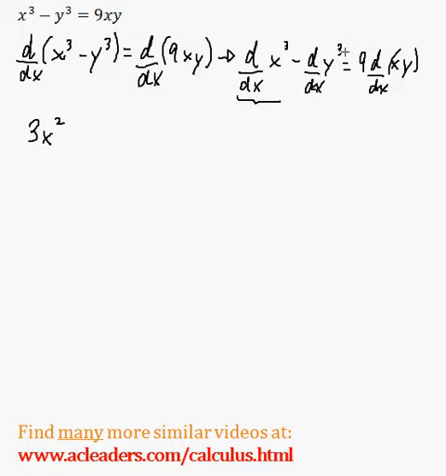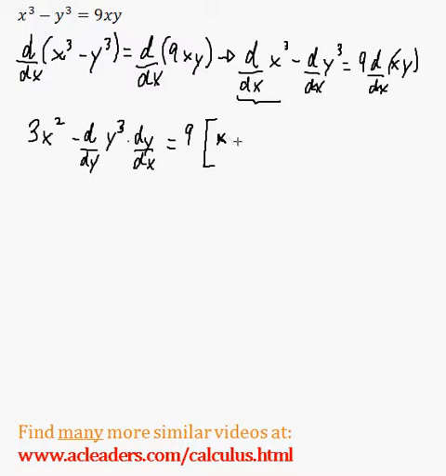Now, d/dx of y cubed is going to be equivalent to d/dy of y cubed times dy/dx, because we're doing the implicit differentiation of it. And now we have 9 times the derivative of x times y. We're going to need to use the product rule since we're multiplying the two of them. And that's going to look like this. x untouched times the derivative of y.